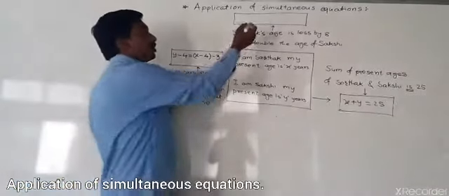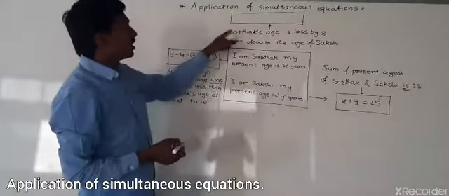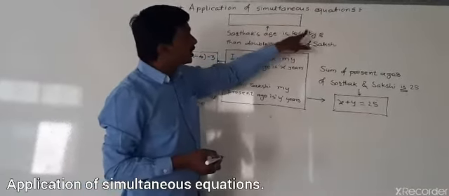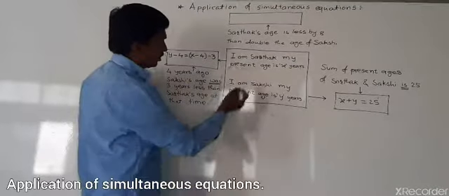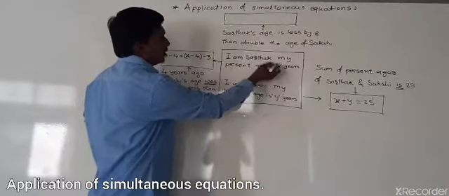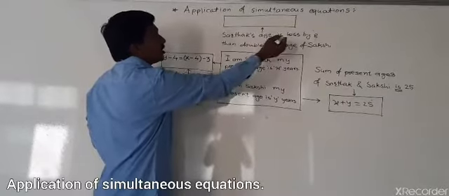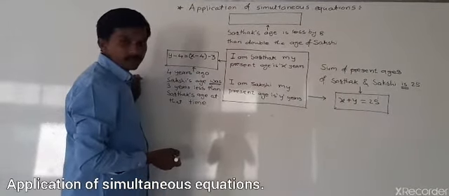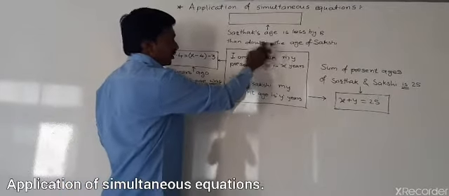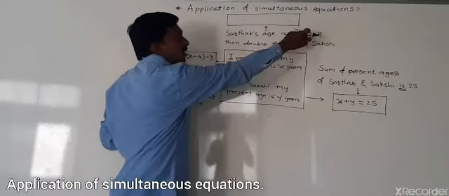And now the third situation is given that Sarthak's age is less by 8. Sarthak's age, that is x, is less by 8 than double the age of Sakshi. Sarthak's age, see this, Sarthak's age is less by 8.